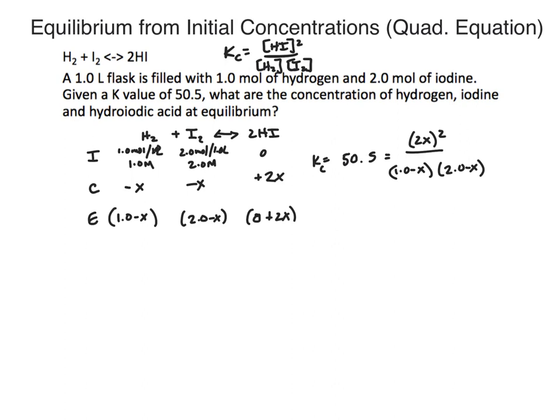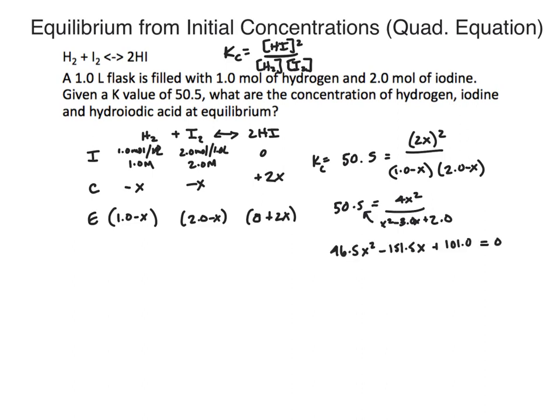Now we need to apply all the algebra represented here and set this up in order for us to be able to solve for x. We're going to square this and FOIL this out, and that's going to give us the following. Now that we've established that, we're going to multiply up here, and then get everything to one side of the equal sign.